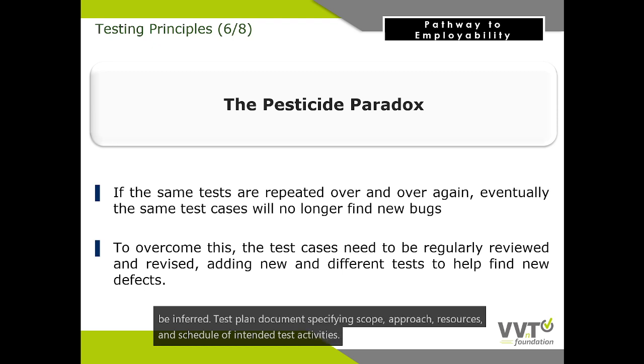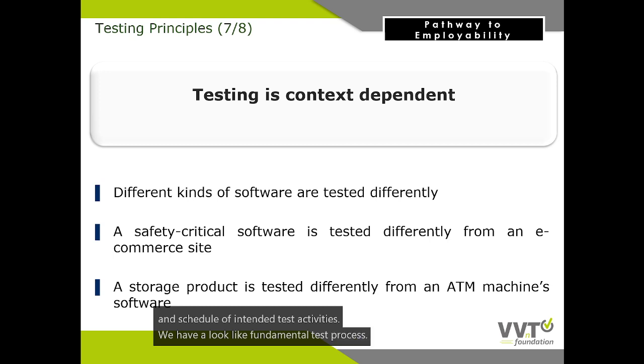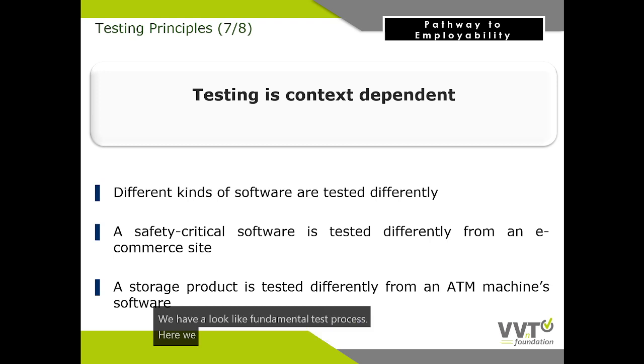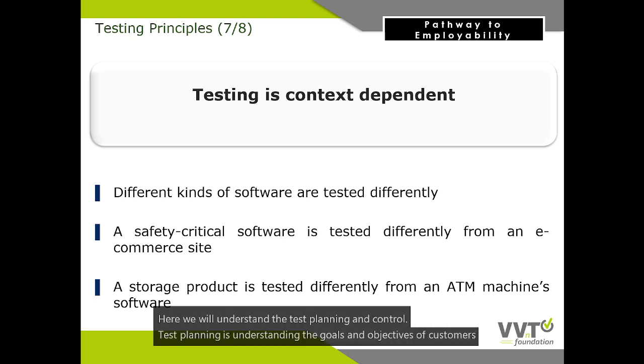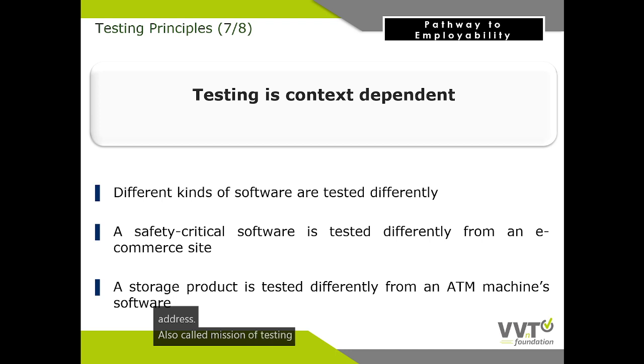Now have a look at fundamental test process. Here we will understand the test planning and control. Test planning is understanding the goals and objectives of customers, stakeholders, and the project and risks which testing is intended to address. Also called mission of testing and determines scope of testing.